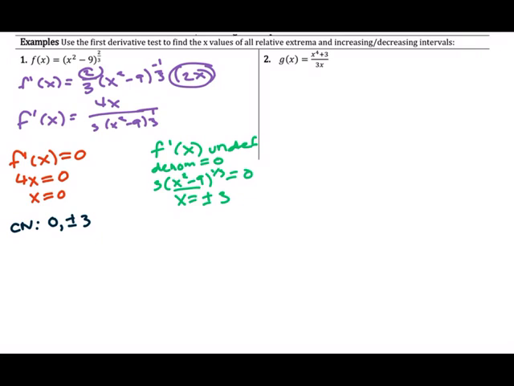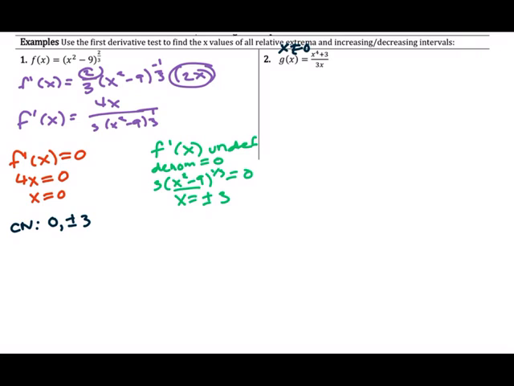Let's identify the critical numbers on number 2, and then we're going to come back and talk about how to use these critical numbers, why they're actually important to us. So the first thing that I'm going to notice on number 2 is that x is not allowed to be 0 in the function g, because then I have a vertical asymptote. This function is undefined if x is 0 because the denominator is 0.